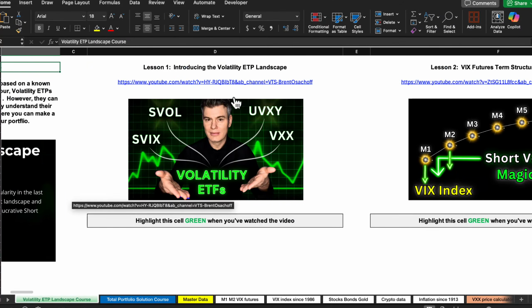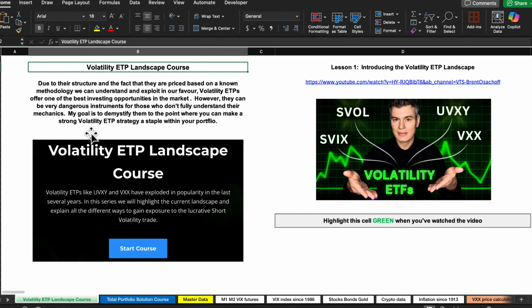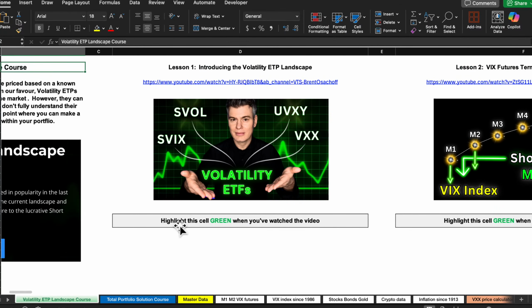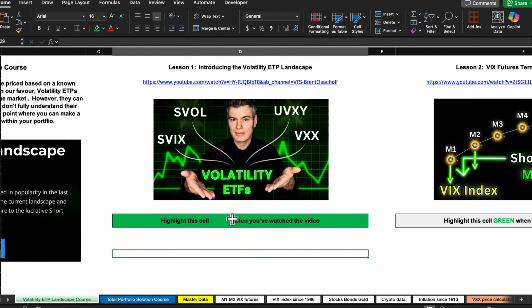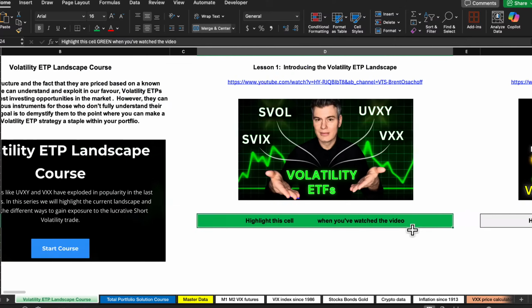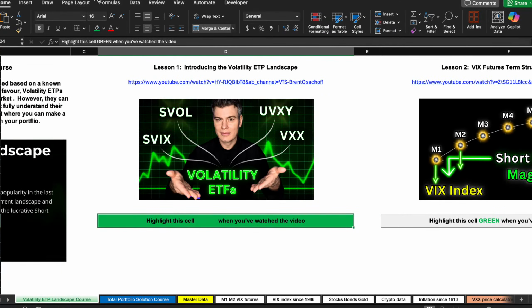The only thing I would suggest is, if you're in the community, you get to go through the actual course and it tracks your progress. So you don't have to do this, but if you're not a paying subscriber to VTS, that's just fine as well. Every time you watch a lesson, just go ahead and turn the cell green, so you know, and try to get to a point where you've turned all the cells.